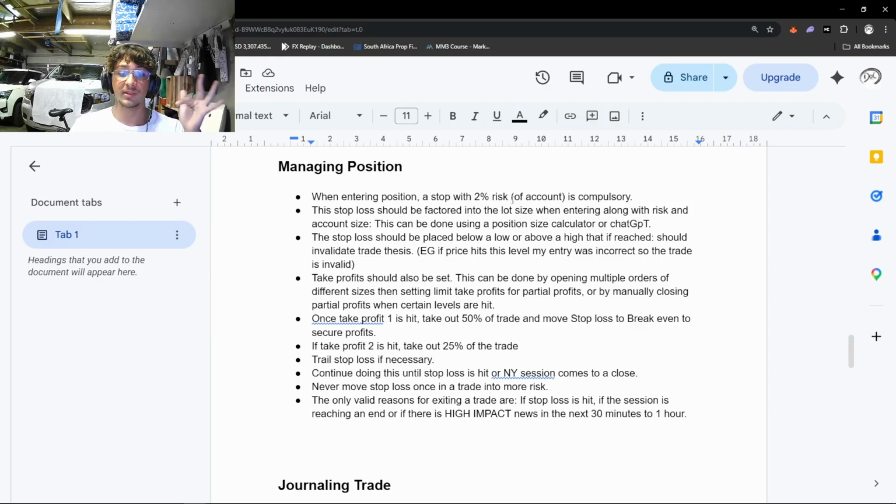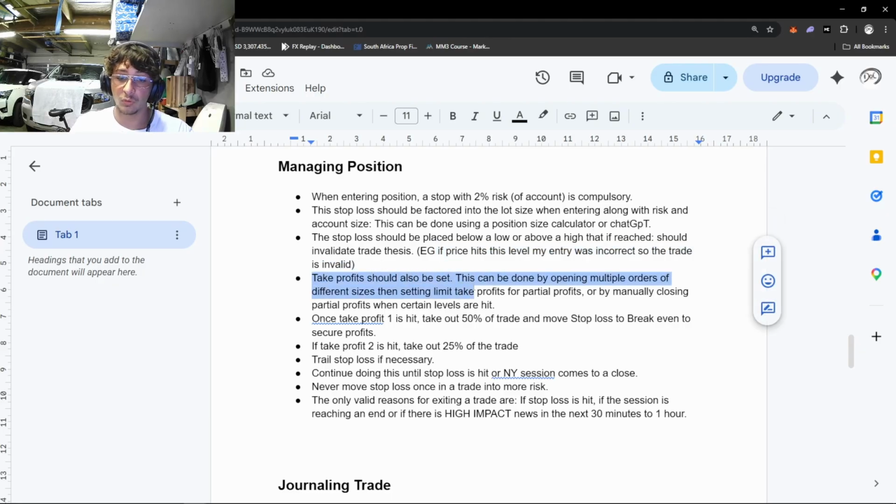When entering a position, a stop loss with 2% risk is compulsory. 2% of the account, that is. This stop loss should be factored into the lot size when entering, along with risk and account size. This can be done using position size calculators or ChatGPT. The stop loss should be placed below a low or above a high that, if reached, should invalidate our trade thesis. For example, if price hits this level, my entry was incorrect, so the trade is invalid.